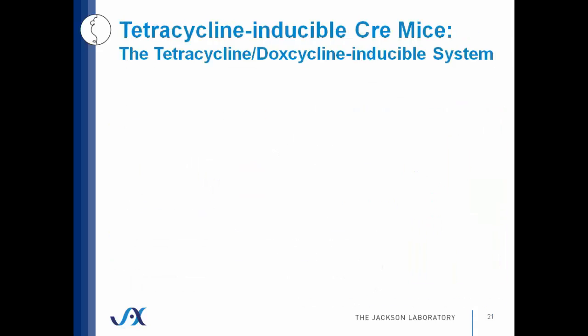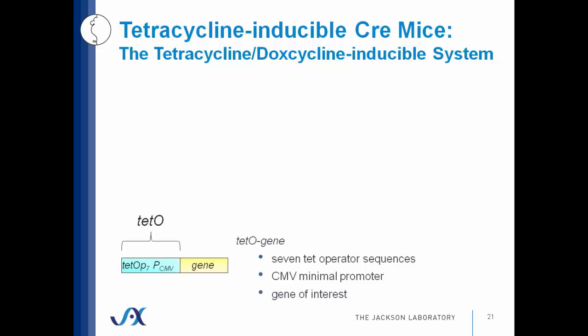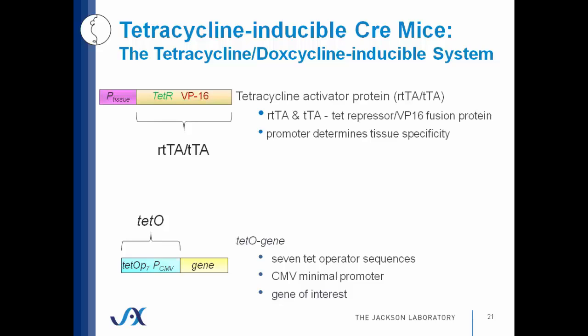So now I'd like to talk about the tetracycline inducible system and how that can work with the Cre-lox system as well to generate mouse models for studying human disease. So the TET system starts with a TET-O promoter, which has 7 TET operator sequences along with a CMV minimal promoter, and that then is driving expression of your gene of interest, but it will not be able to turn on your gene until the tetracycline activator protein is bound to that promoter. That's either the RTTA or the TTA version, which is a fusion of a TET repressor and a VP16. And it's the promoter then driving that tetracycline activator that determines the tissue specificity.